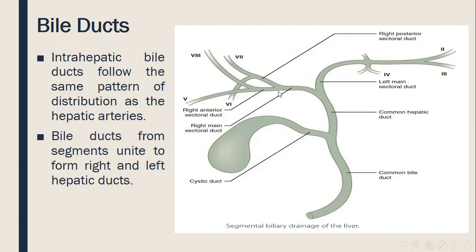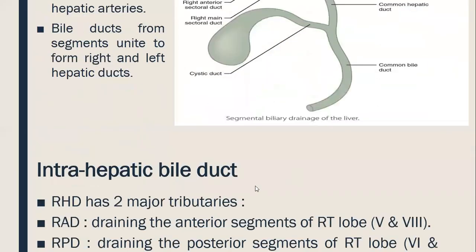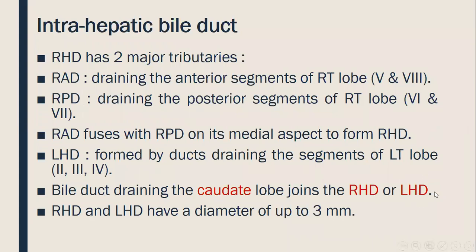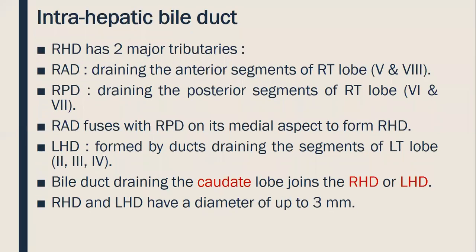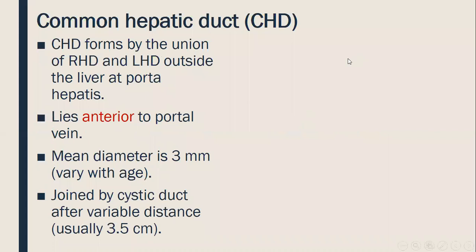These two ducts, the right anterior and posterior, the right posterior joins the right anterior on the medial aspect to form the right main sectoral duct, then the common hepatic duct. According to the caudate lobe, maybe join the right hepatic or left hepatic duct. The intrahepatic duct is a tiny structure, less than 3 millimeter in diameter. The right side up to 3 millimeter, and this varies with age. And we'll talk about this variation in age in the next slides.